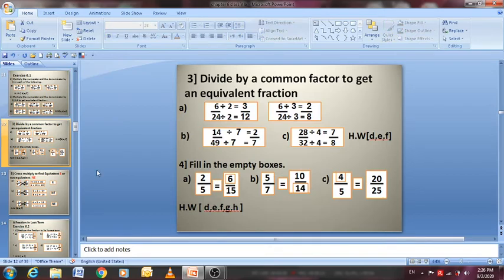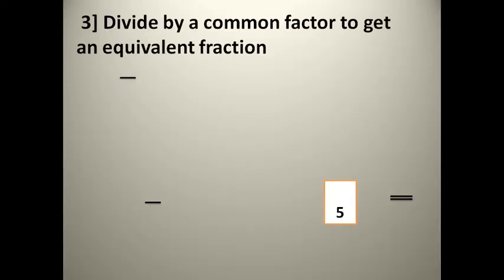Next slide, dividing. Now if I divide, I can also find the equivalent fraction. How? Here 6 by 24. If I divide 6 by 2 and 24 by 2, I can get the equivalent fraction. So 6 divided by 2 is 3, 24 divided by 2 is 12.